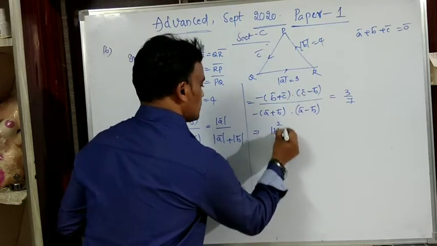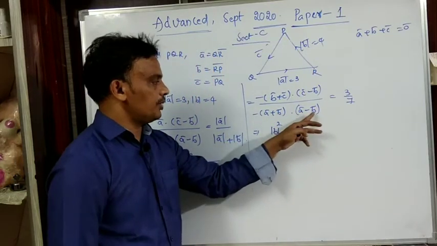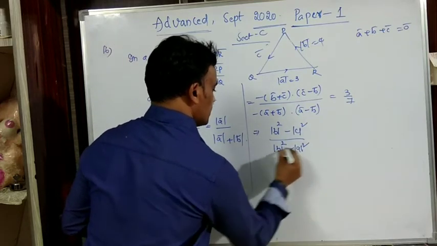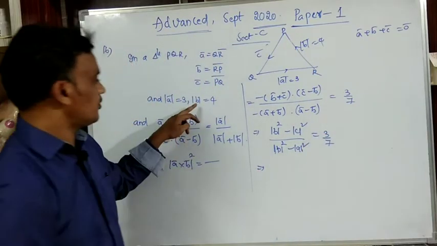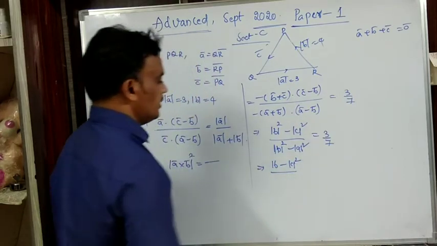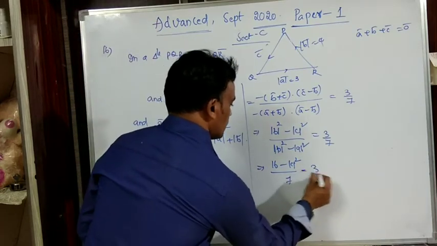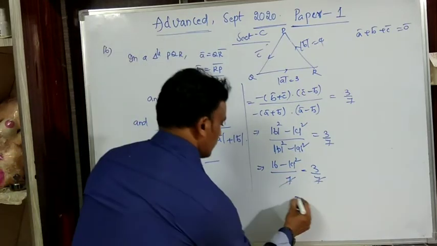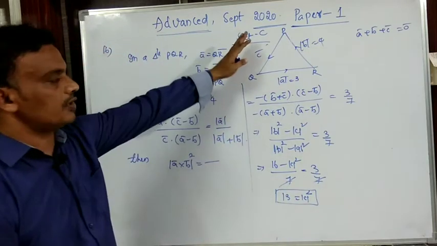This is magnitude of b square minus magnitude of c square, and applying the minus, b minus a of b plus a, which is magnitude of b square minus magnitude of a square. This equals 3 by 7. Magnitude of b is 4, so magnitude of b square is 16 minus 9, which is 7, over 3 by 7. So magnitude of c square is equal to 13. You got magnitude of c also.